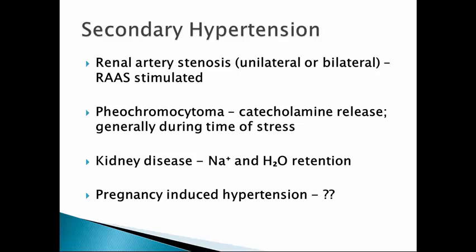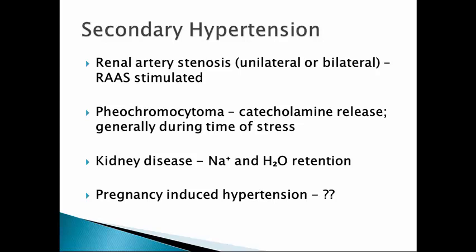The first is renal artery stenosis. Now, in order for a renal artery stenosis to cause a secondary hypertension, it is usually a bilateral renal artery stenosis, or it's a unilateral stenosis in a single functioning kidney. So what happens in that stenosis is the stimulation of the renin-angiotensin-aldosterone system.